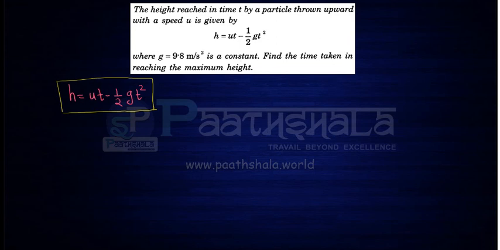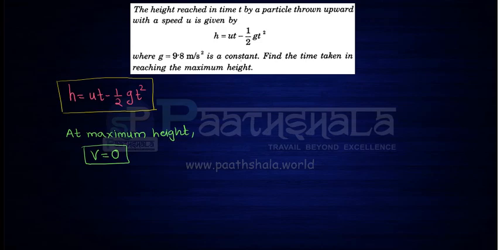To find the time at which the particle reaches its maximum height, we need to remember an important fact that at maximum height, the velocity of the particle becomes zero. We can find the velocity by taking the derivative of this height equation with respect to time.